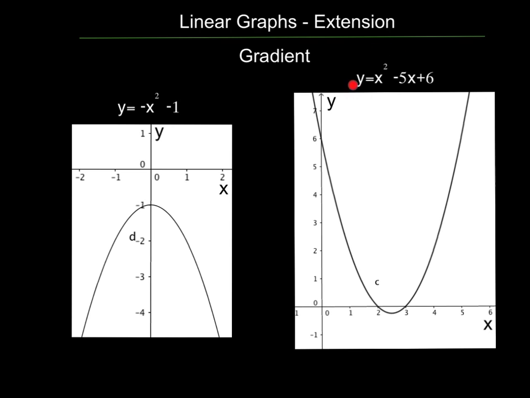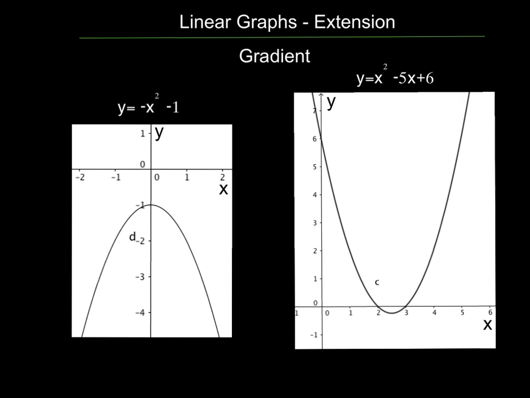For the equations where the x squared has a positive sign, the reverse happens. You start off with a negative gradient, it comes down to flatten off and become zero gradient, and then increases in its positivity again.